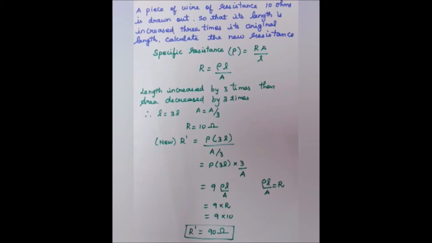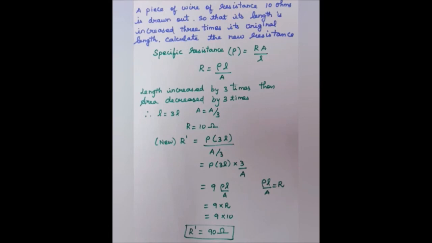If length is increased by 3 times, then area decreases by 3 times, because length and area are inversely proportional. Therefore, L becomes 3 into L, because it is increased by 3 times. A becomes A by 3, because it is decreased by 3 times. Resistance R equals 10 ohms. Then let us consider the new resistance as R dash.